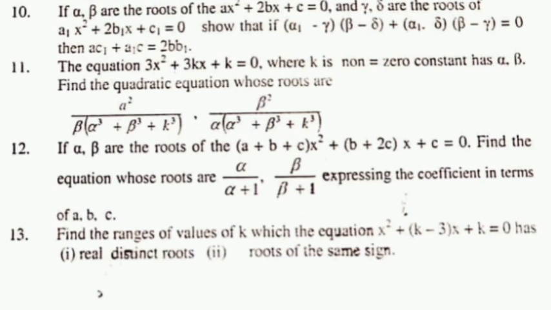Just to do a recap again, for number 11, you are going to be adding this gigantic one with the gigantic second one to get your sum of roots. Then you multiply those two gigantic numbers to get your product of roots. Before putting into the equation of roots, you have to first substitute your alpha plus beta and alpha beta from the equation 3x squared plus 3kx plus k equals 0, where your sum of roots is minus 3k over 3, which is minus k, and your product of roots is k over 3.